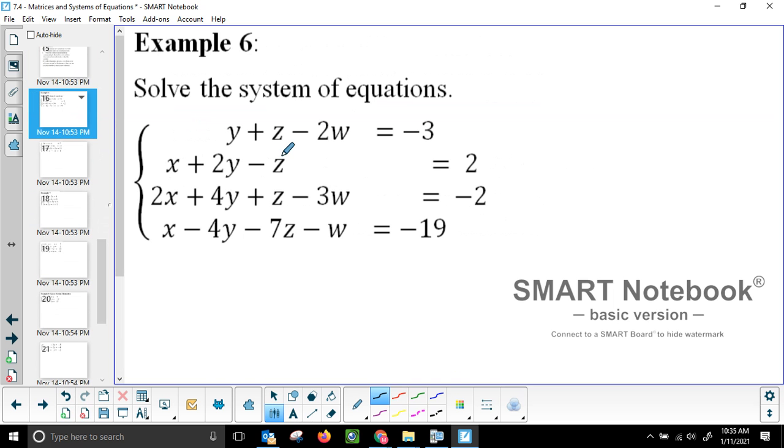Now we have 4 equations with 4 variables: X, Y, Z, and W. Now I know that W comes before X, Y, and Z in the alphabet, but they always put it after Z when it comes to systems of equations. So do be mindful of that. We'll go ahead and take a look at one.